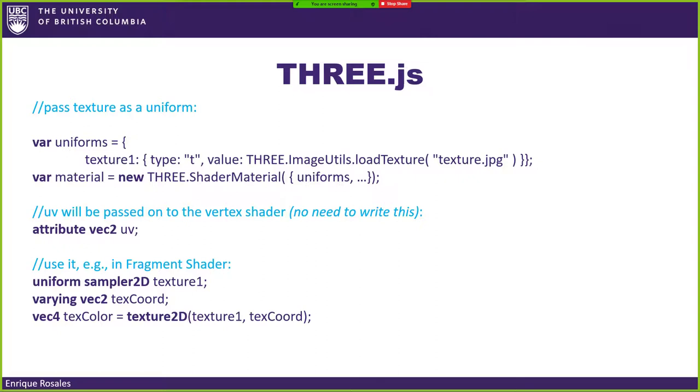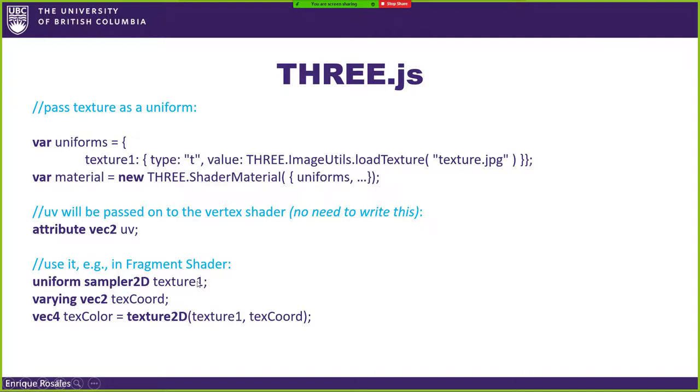Basically, usually the way we do it is you pass the texture as a uniform variable, right? So this is basically the code you need. Fortunately, again, three.js makes everything super, super easy. You basically get everything directly. So you pass the texture as a uniform variable. Then the UVs are passed to the vertex shader directly. And again, you don't need to write this. This is just an example, but you don't need to write this part. That is basically automatic.